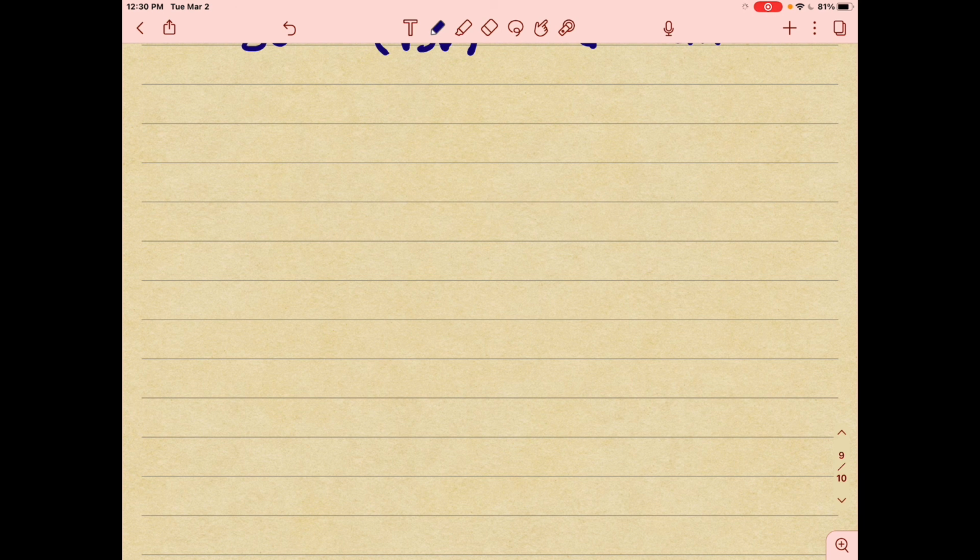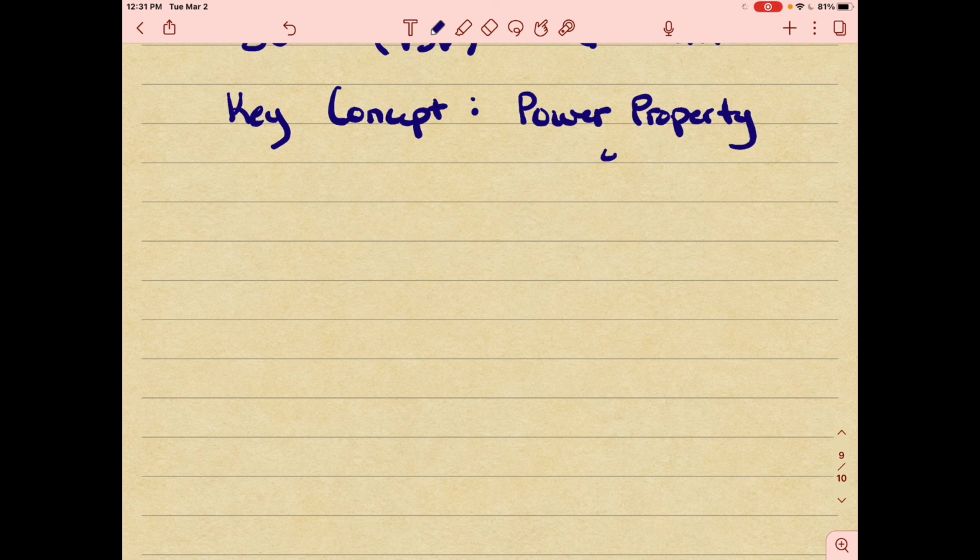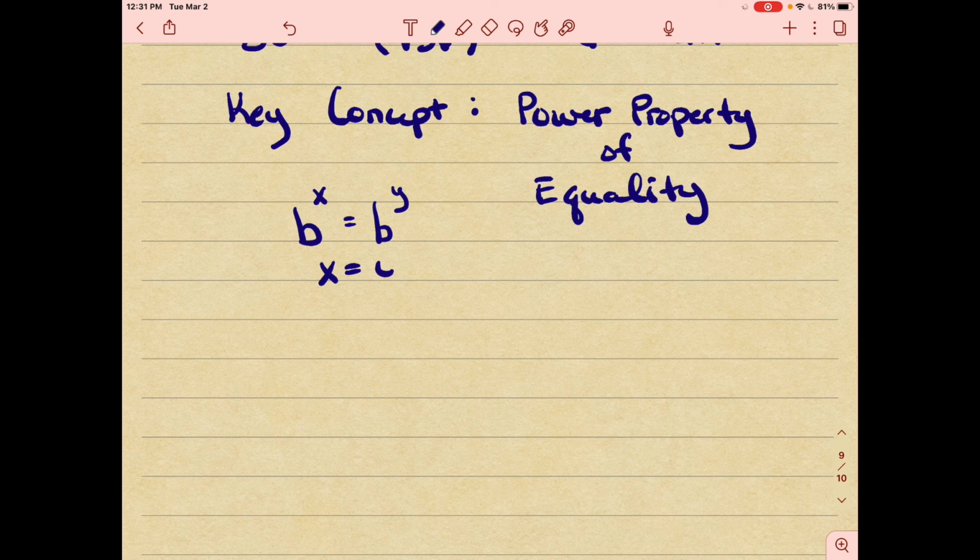Cool. All right. So sometimes we can take a little shortcut if we have an exponential equation. Let me show you another key concept. Power property of equality. And the power property of equality tells me that if I have something like this, b to the x equals b to the y, then x is going to equal y.